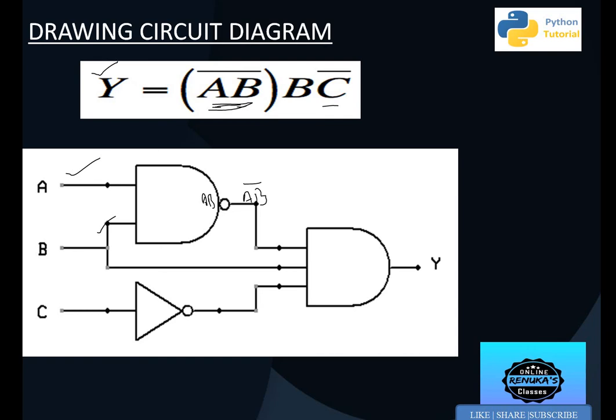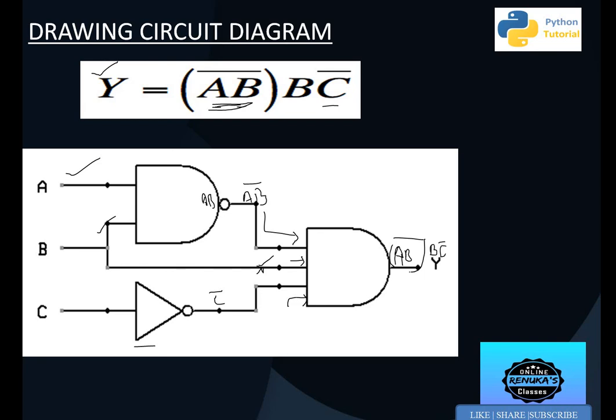So C, and here is NOT gate. From here we will have C complement, and then take both as input. B is also needed, so B is coming from here. So AB complement from here, B from here and C complement from here. So it will finally result in AB complement, B, C complement. So Y is equal to AB complement, B, C complement.